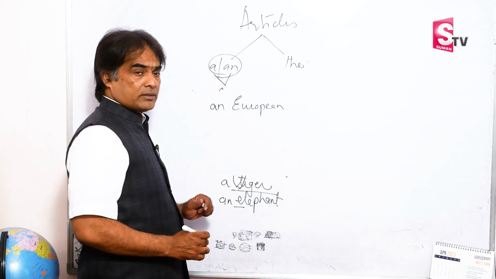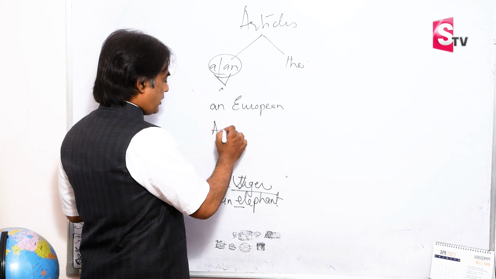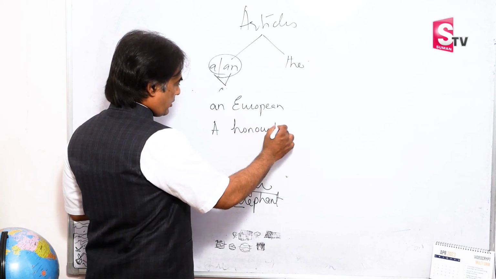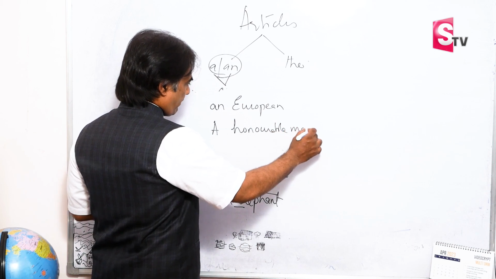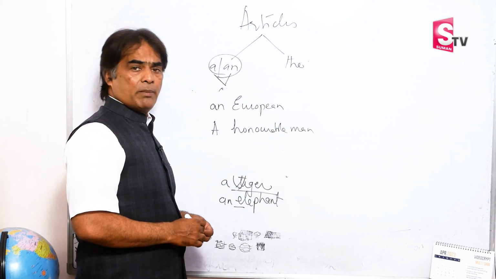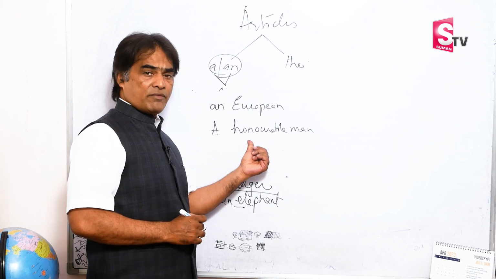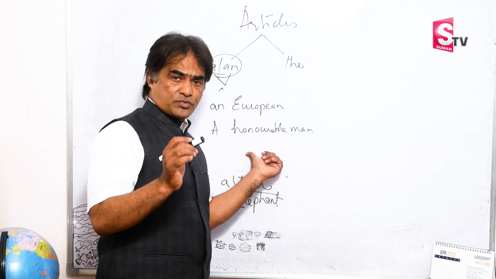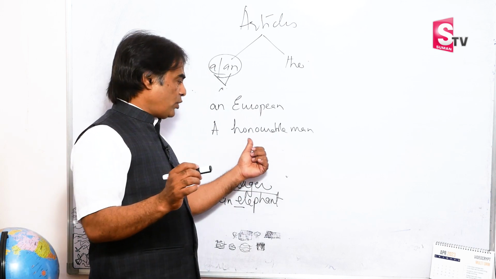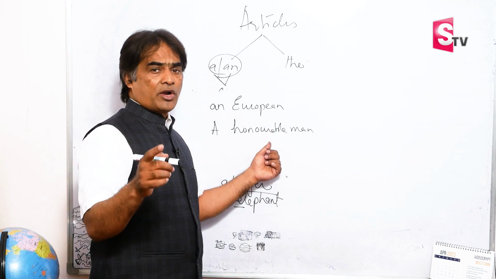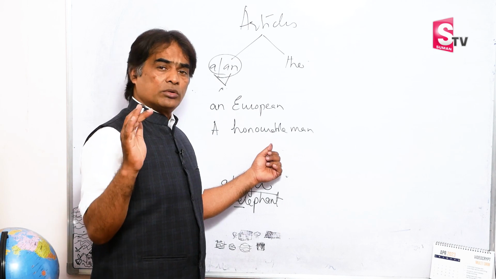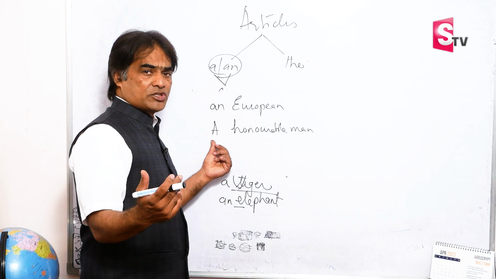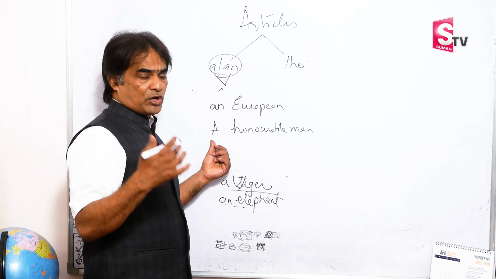An European. A honorable man. Spelling of honor, if you observe, honourable according to Oxford, honorable according to the American brand of English. Both are correct. So now coming back to our topic of discussion, when to use a, when to use an.